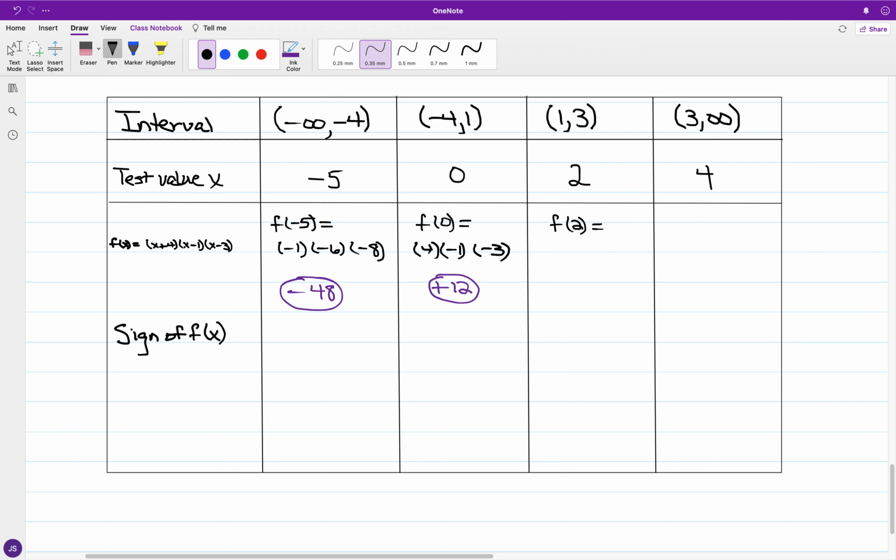For f of 2, 2 plus 4 is 6. 2 minus 1 is 1. 2 minus 3 is -1. So this output will be -6. And for what we have in the case of f of 4, you have 4 plus 4 is 8. And we have 4 minus 1 is 3. And 4 minus 3 is 1. And taking the product, you have 8 times 3 times 1. So that's going to be a positive 24.